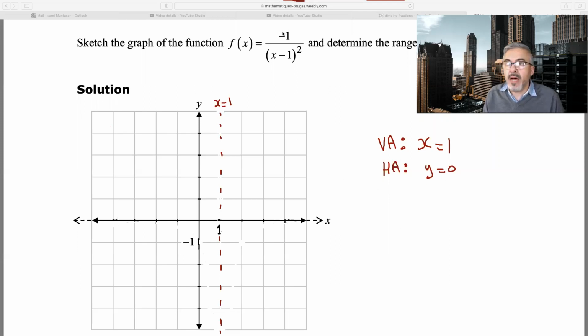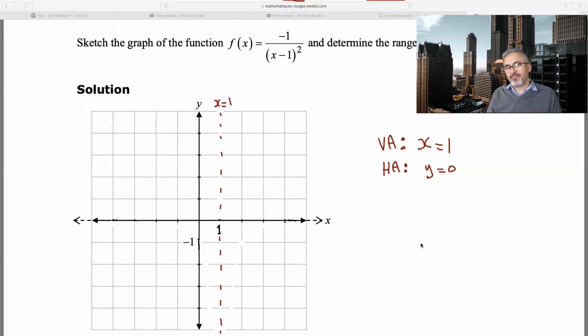If the degree on top is greater than the degree on the bottom, then you have no horizontal asymptote. And if the degrees are the same, then you look at the coefficients of the highest degree on top and the highest degree on the bottom, and that will be your asymptote. But in this case, the degree on top is less than the degree on the bottom, and therefore y equals 0 is the horizontal asymptote. So it's basically your x-axis. That's what y equals 0 is.